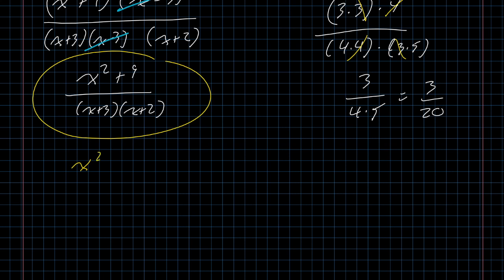Of course, that's not everyone, and so if you wanted to multiply that out and write the rational as x squared plus 9 over x squared plus 5x plus 6, that is also perfectly fine. There's nothing wrong with it. It absolutely works.